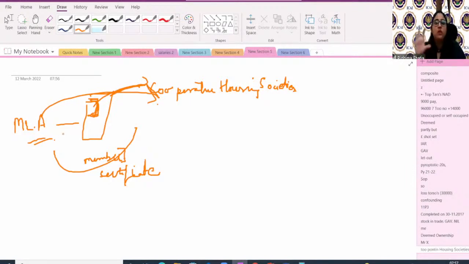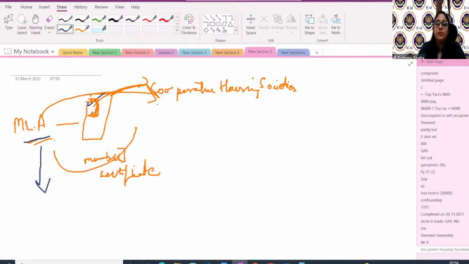Again, I say, if a member of a cooperative society is living in a flat, he's just living in a flat because of being a member of that cooperative housing society. The documents are all in favor of the cooperative housing society. The owner is the cooperative housing society, not Mr. A, who is the member. But the Act says, even if Mr. A is just a member of the cooperative housing society and not the owner of this particular flat, still he would be considered as deemed owner.